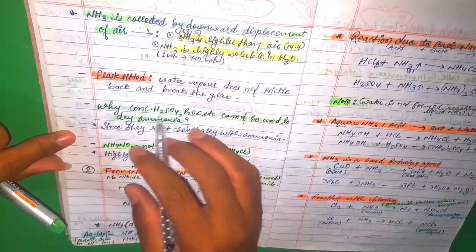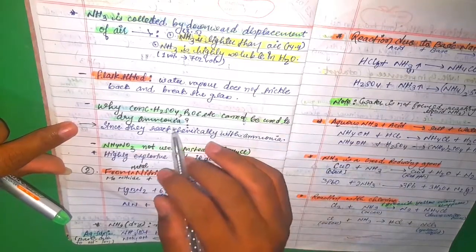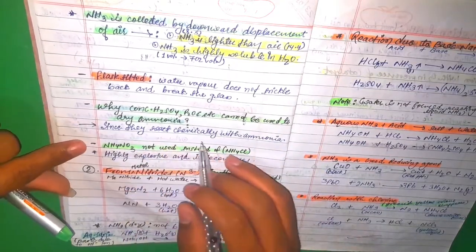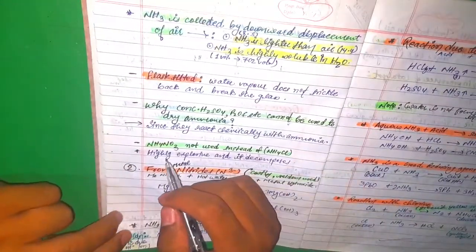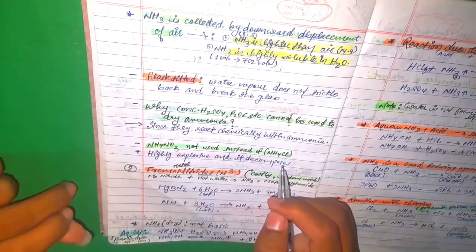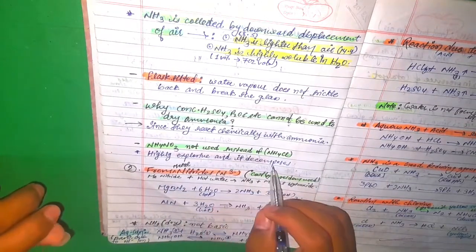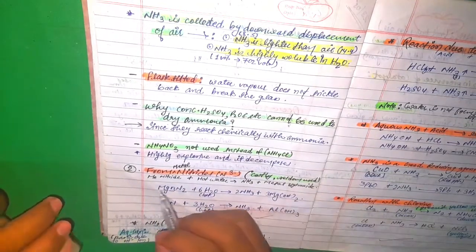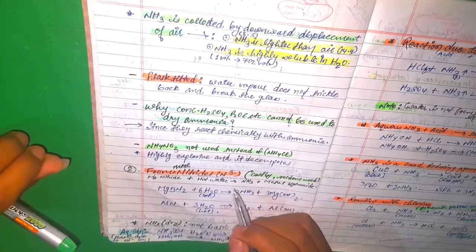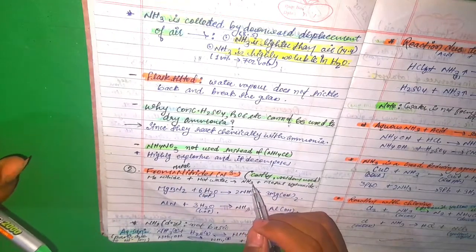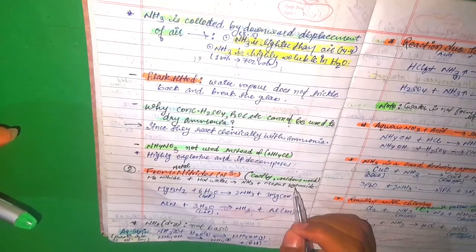Now the next question is, why can concentrated sulfuric acid and phosphorus pentoxide etc. not be used to dry ammonia? Because they react chemically with the ammonia. Now the next: why is ammonium nitrate not used instead of ammonium chloride? Because ammonium nitrate is highly explosive and it decomposes as well. Now next, from metal nitrides we can also form ammonia, but why are we not using it regularly? Because it is too costly, so it is used seldom.